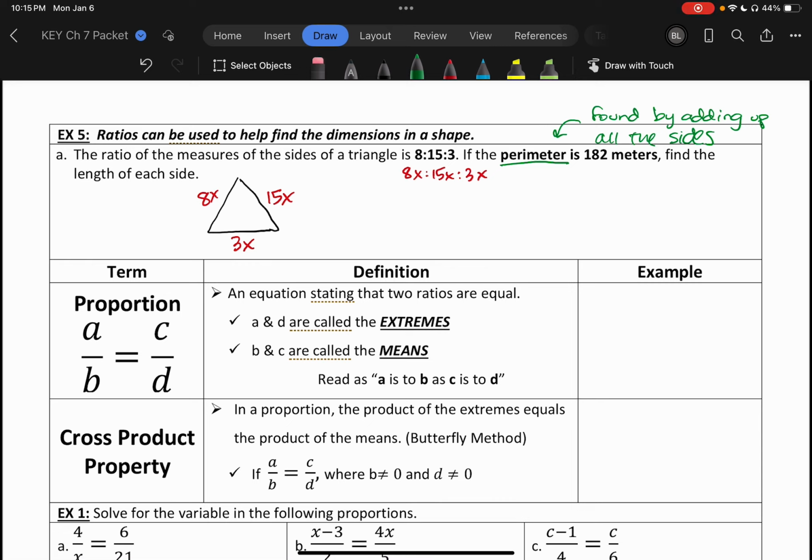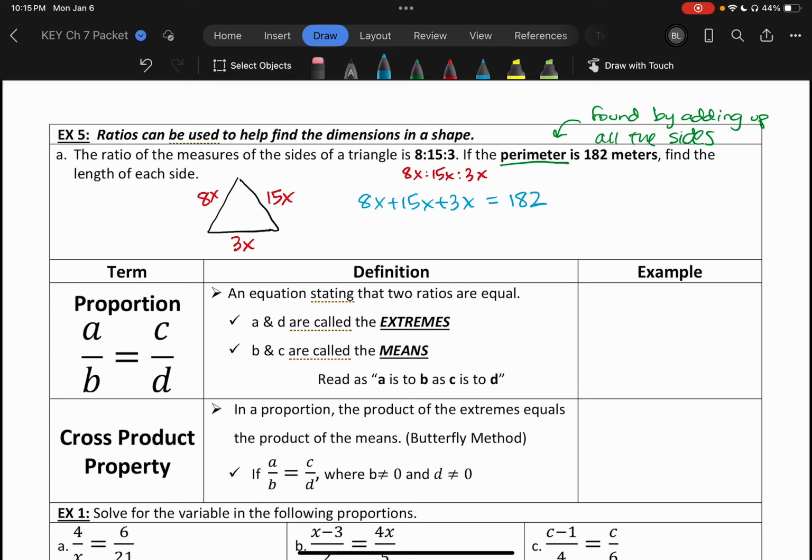So we can now better understand how exactly we are going to set up our equation here. If we want to set up our equation, we can take a look at using that perimeter. The perimeter is 182. The way that we're going to get that perimeter is by taking 8x plus 15x plus 3x. That represents all three sides. When I add up all those sides, I get the perimeter, which they said is 182.